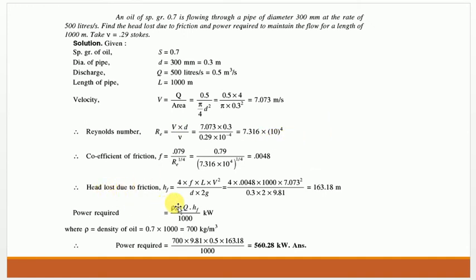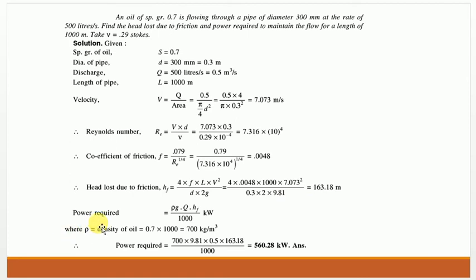So head loss due to friction will be, we have found V and F, so substituting all these parameter values, we will get 163.18 meter, which will be the total head loss. Due to this frictional loss, this will be the loss of energy or head in terms of meters.